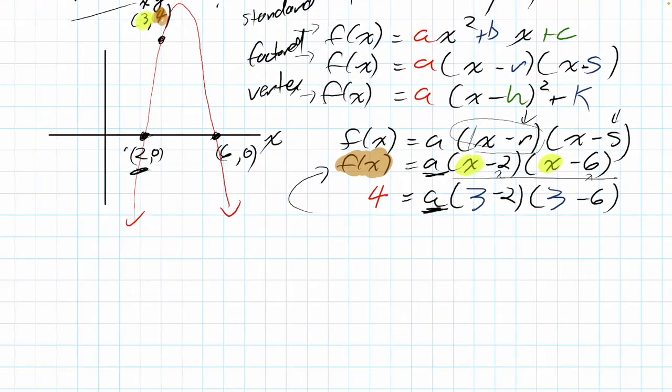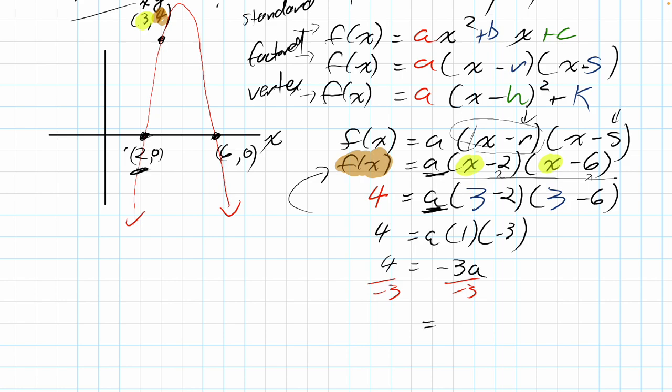So I'm going to carry out some simplification. 4 is equal to a. This number becomes 1, and this number becomes negative 3. If I simplify that, I get negative 3a. I need to get a by itself, so I'm going to divide both sides by negative 3. Technically, this is a decimal, but I'm going to leave it as a fraction. It's going to be 4 over negative 3, okay?